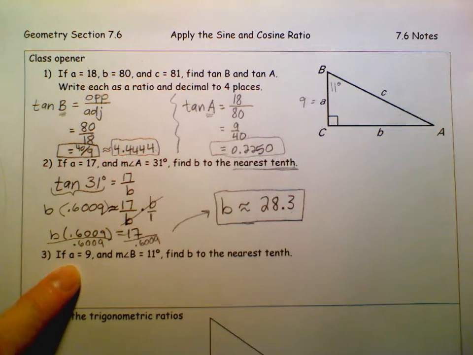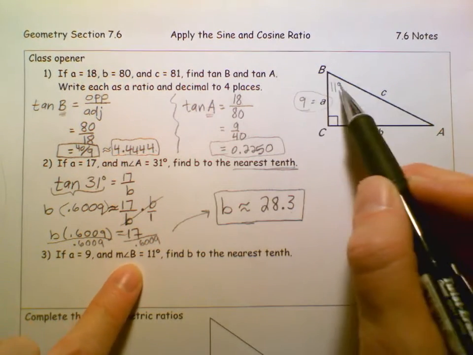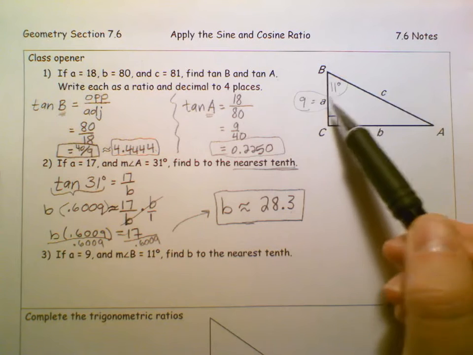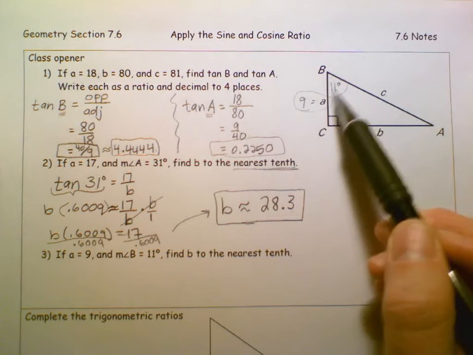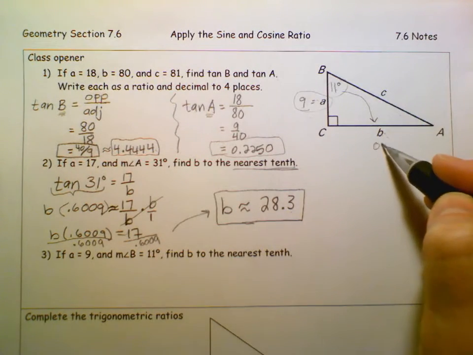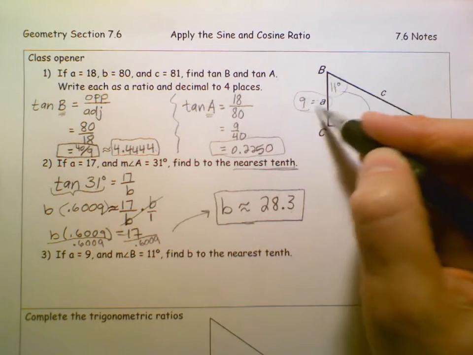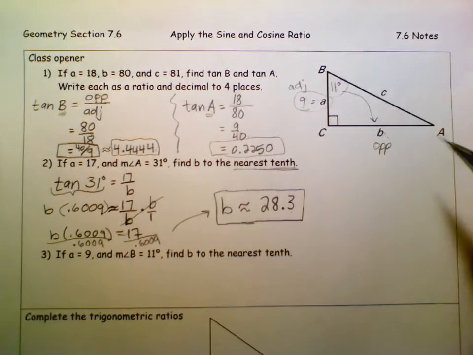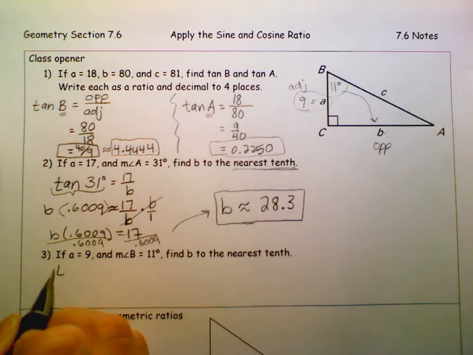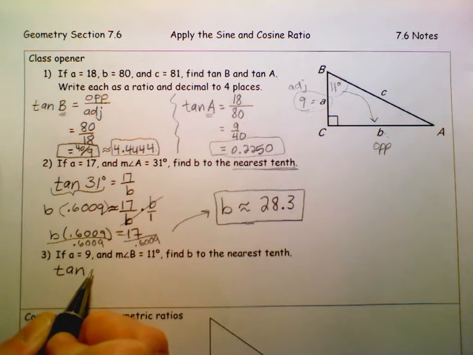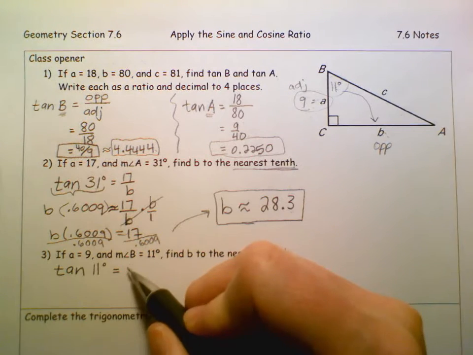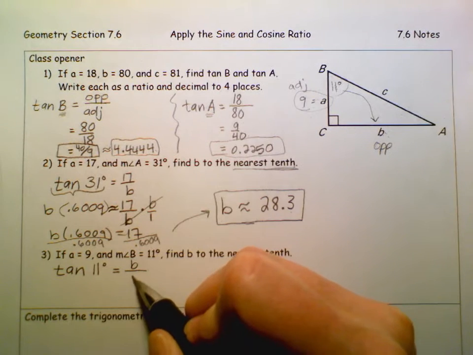Okay, and last warm-up. If A is 9, B is 11 degrees, find little b to the nearest 10th. All right, so between the 11 degrees, the 9, and the b, these 3 together can be written as a tangent equation. Because this is the opposite side to angle B, and this is the adjacent side to angle B. So when you have an angle with an opposite side and an adjacent side, that is a tangent equation. So we're going to say the tangent of, instead of B, I'm going to replace that B with 11 degrees, right? And that's equal to opposite side, little b, over 9.